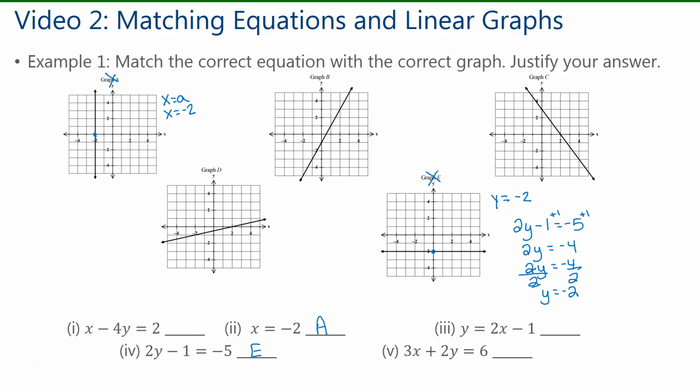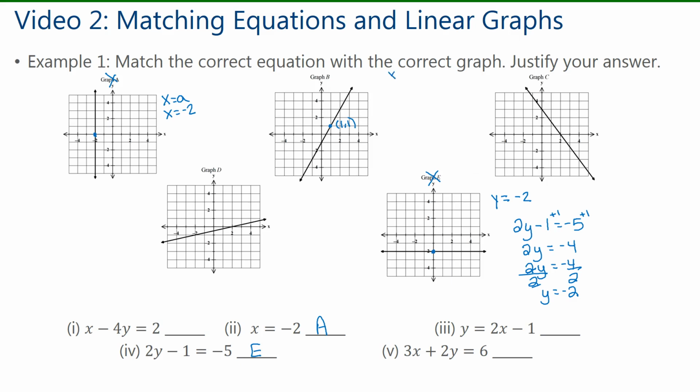Now for graphs B, C, and D, I'm going to pick a point on the graph and then plug into each equation, see which one it satisfies. Now the point I'm going to pick should be unique to that graph only, as discussed in the last video. So for graph B, if I pick the point (1, 1), I want to look at graphs C and D to make sure that they don't also pass through (1, 1), which they don't. So it's a good point to use.